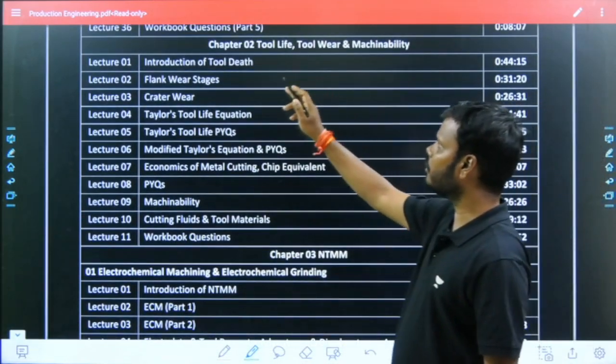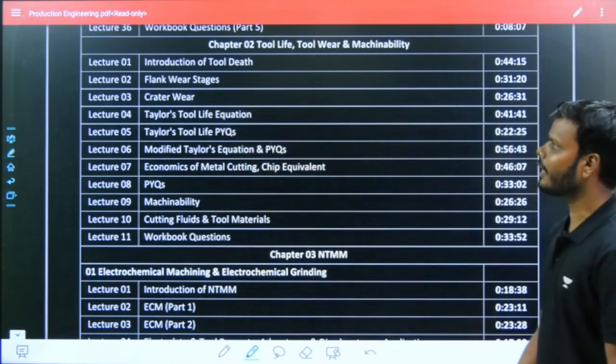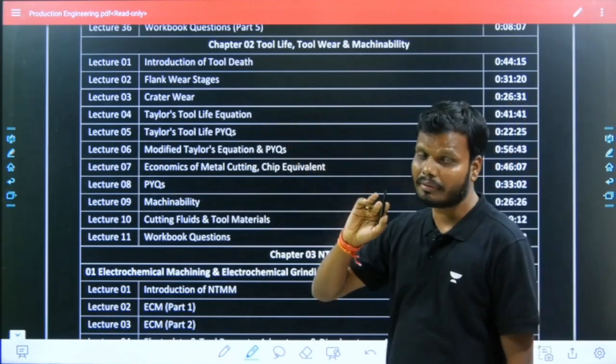So next one is chapter 2, tool life, tool wear and machinability concepts. That is the introduction of tool wear. Next one is flank wear stage, crater wear, Taylor's tool life equation. That is very, very important.